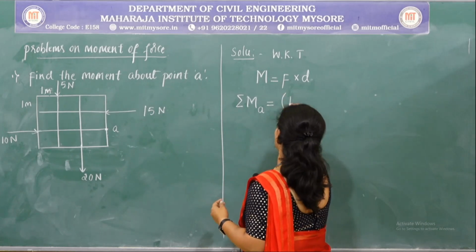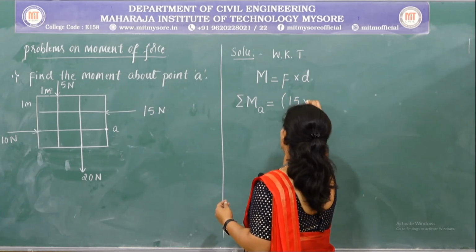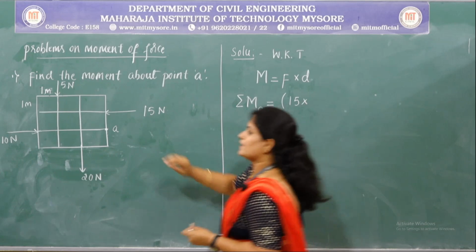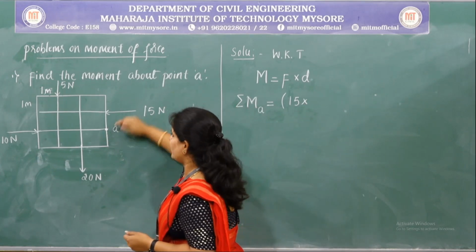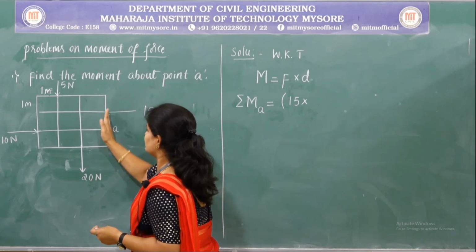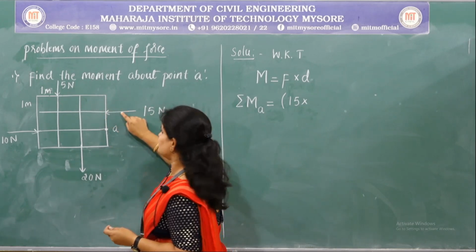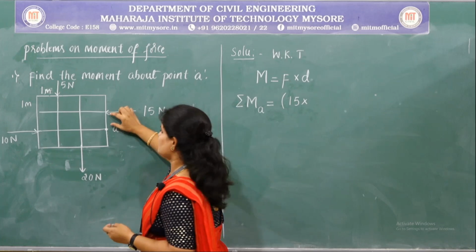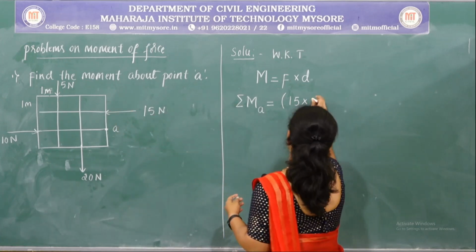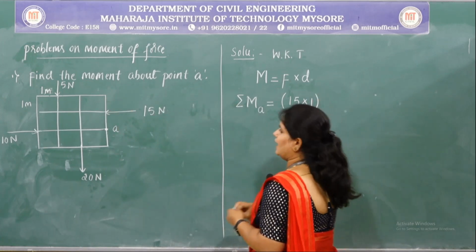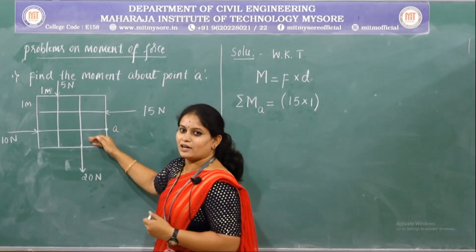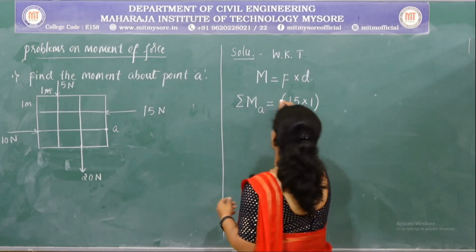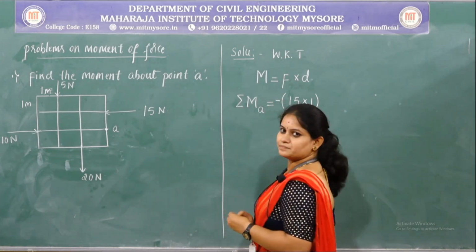The magnitude of the first force is 15 multiplied by the perpendicular distance between the force and the point. So here is the point and this is the force and this is the perpendicular distance between the force and the point. So what is the distance? It is given that it is 1 meter and the force is acting at a direction of anti-clockwise towards the point. So this is negative.